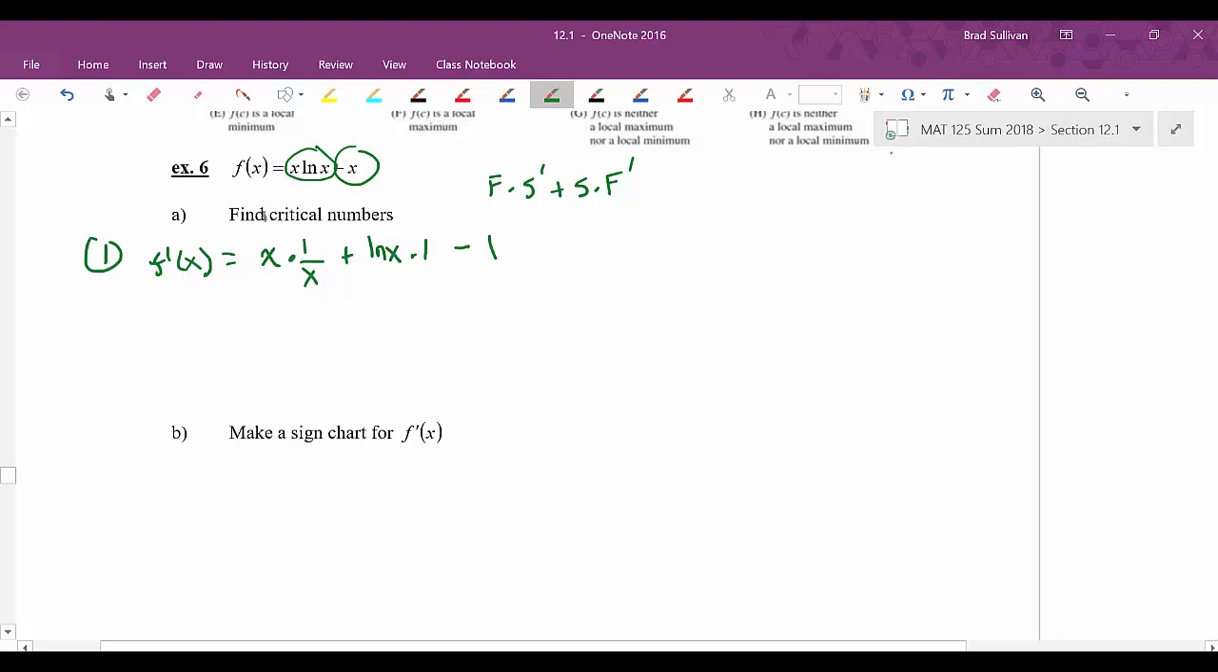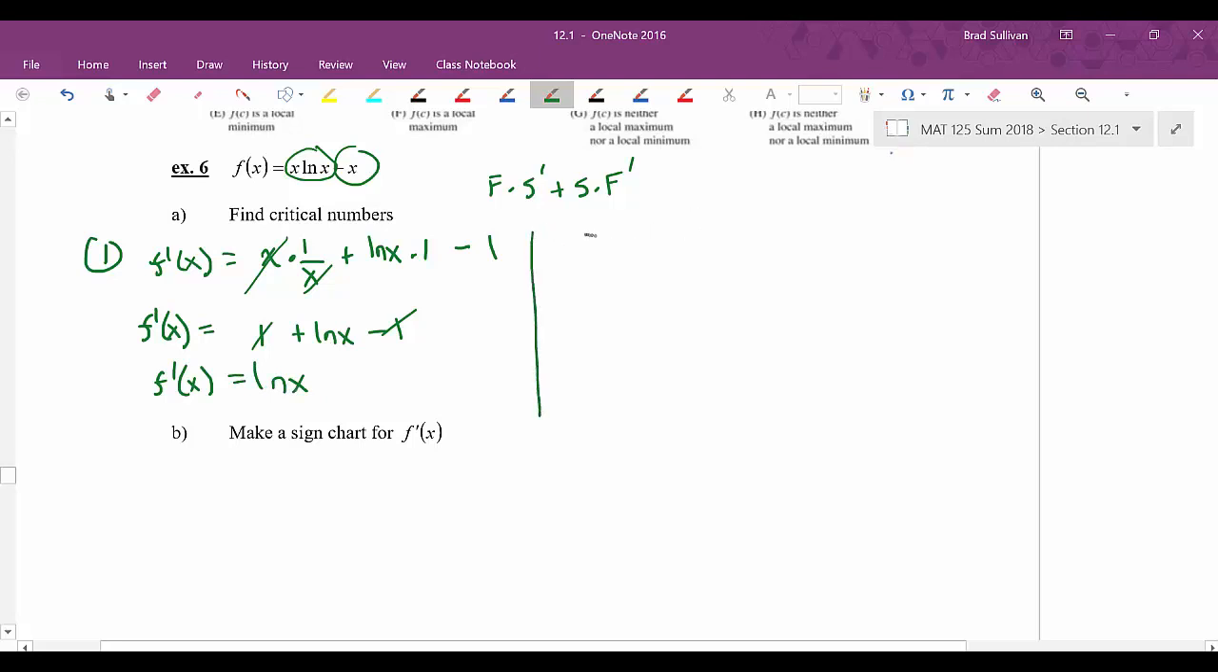So I did a product rule there. I did first x, derivative of second, derivative of ln is 1 over x, plus second, ln x, times derivative of first. Okay, x's will cross out. Looks like you're going to get f prime of x is equal to 1 plus ln x minus 1. 1's cross out. Therefore, you get f prime of x is equal to ln of x.